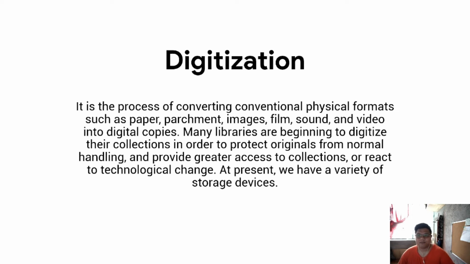So basically, when we say digitization, it is a type of process wherein we convert physical artwork, physical copies of different papers or different materials to video or digital copies. The physical formats have some examples such as paper, parchment, images, film, sound, and video. And then digital copies, we can make it as a picture, a PDF, or a video.